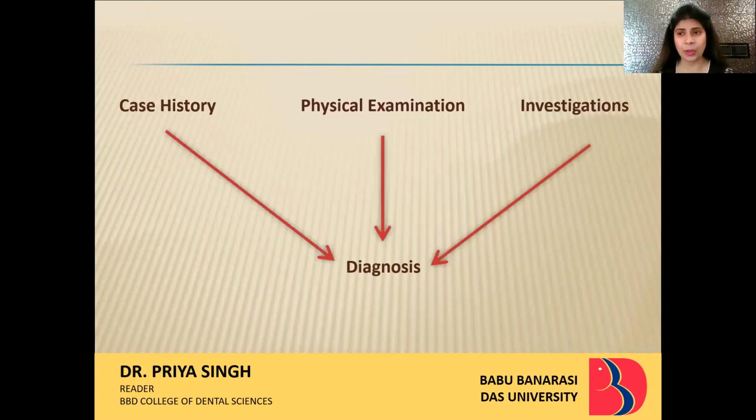Diagnosis. How can a diagnosis be made? There are three very important aspects by which you can come to a diagnosis. First of all, the case history. Case history comprises the chief complaint of the patient. So it's usually said that we should listen to the patient attentively. The patient himself or herself is giving you the diagnosis. So the case history has to be recorded very nicely.